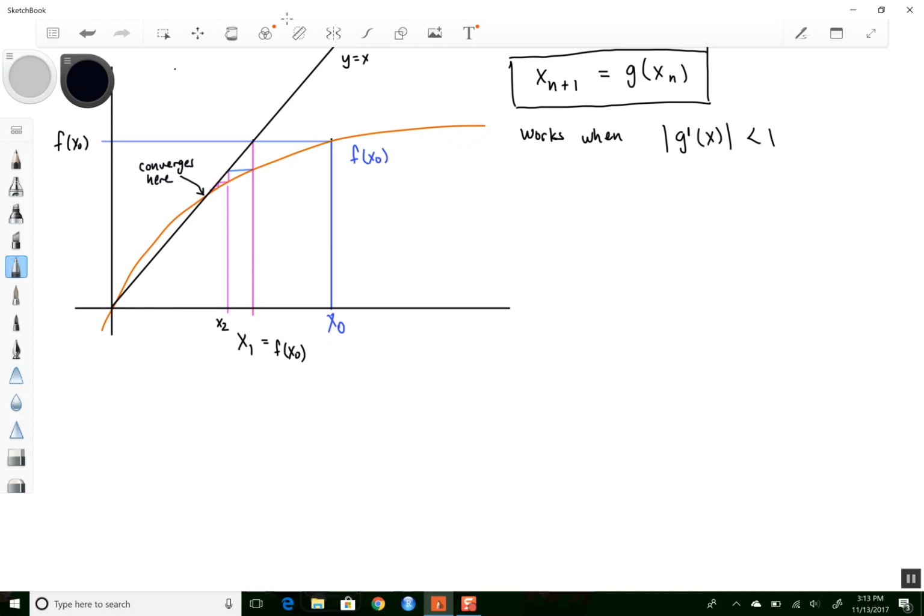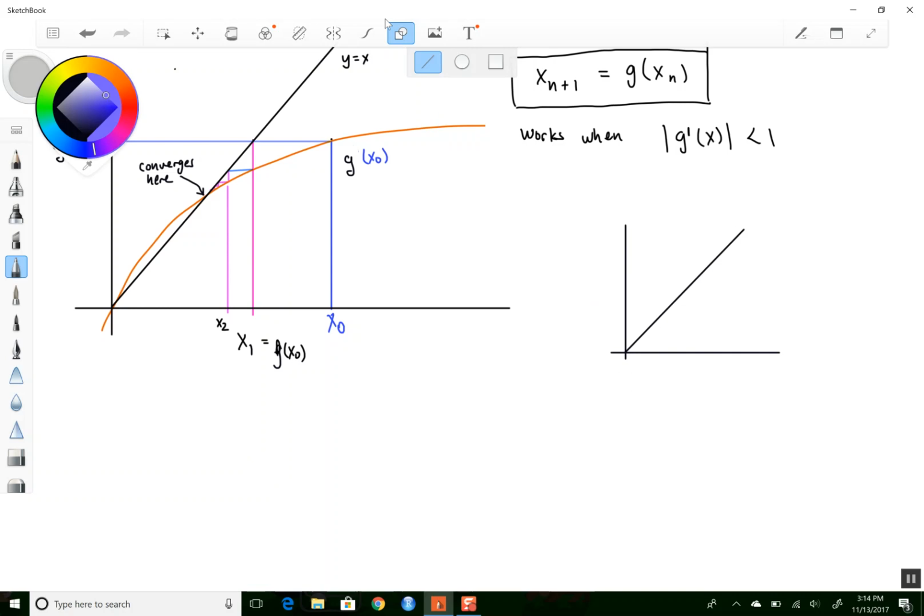I'm sorry, this entire time I've been using f, but I should have been saying g. My bad. Okay, and it's going to converge to where g of x equals x. And based on the way we've written g of x, a solution to g of x equal to x will be a solution to f of x equal to 0. Okay, just quickly, if I draw a little picture: if the slope of g of x is greater than 1, then it will fail to converge.